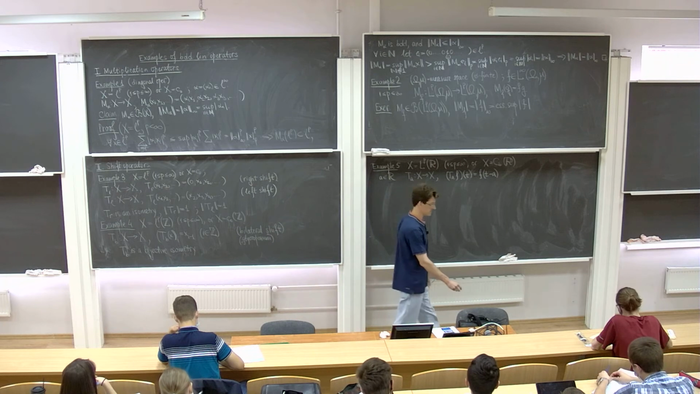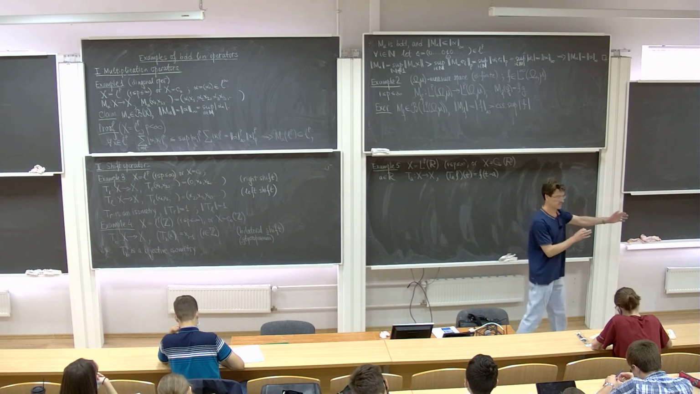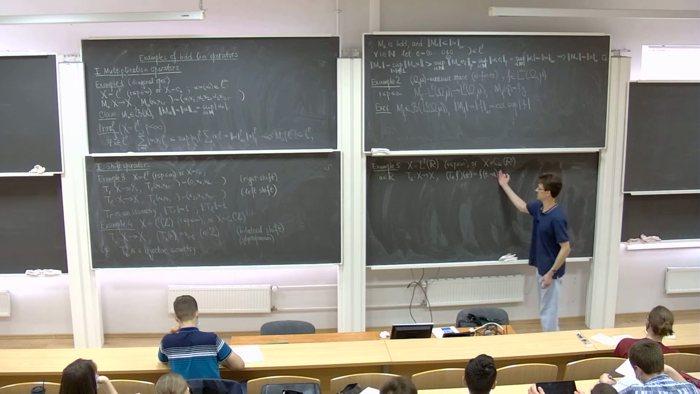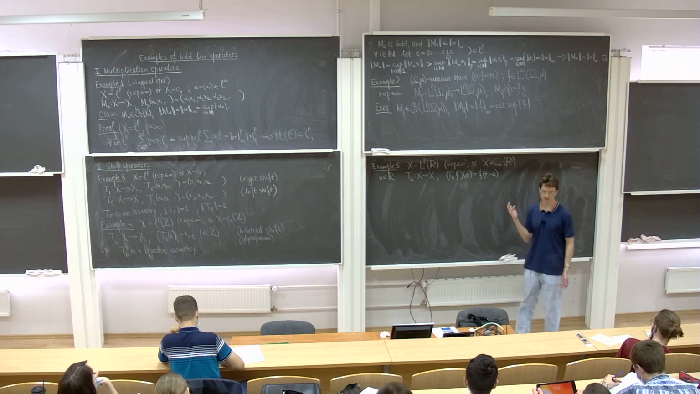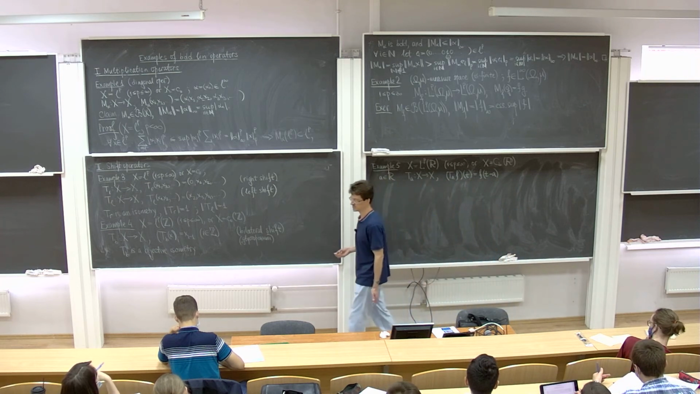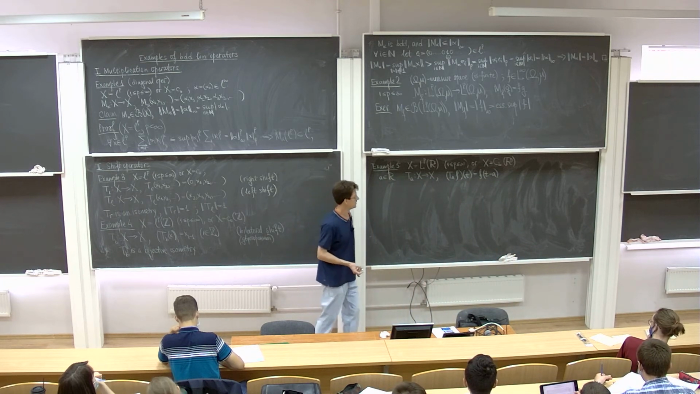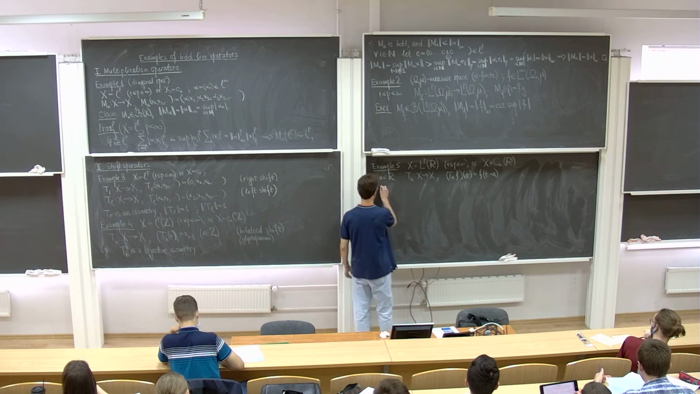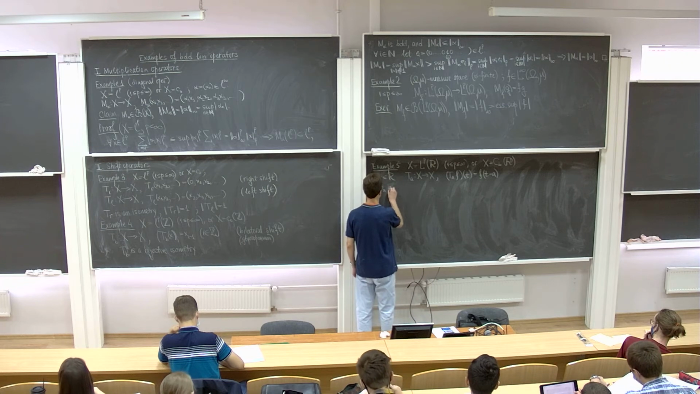Well, since the Lebesgue measure is translation invariant, it's easily seen that the norm of this function is equal to the norm of f. So T_a is an isometry, and it is obviously bijective because the inverse map takes f to f of t plus a. So T_a is a bijective isometry.